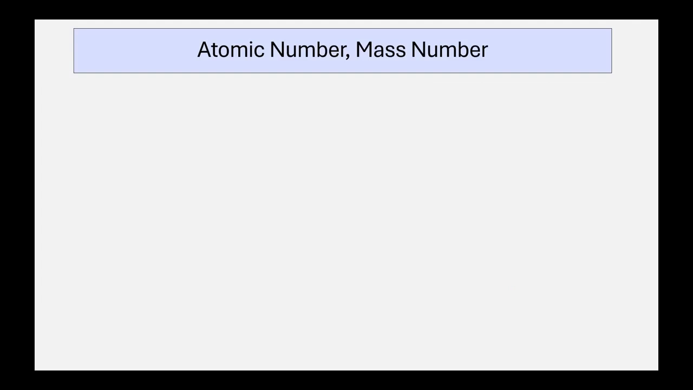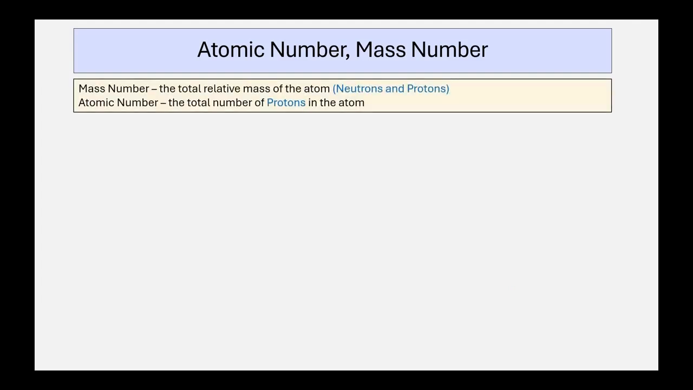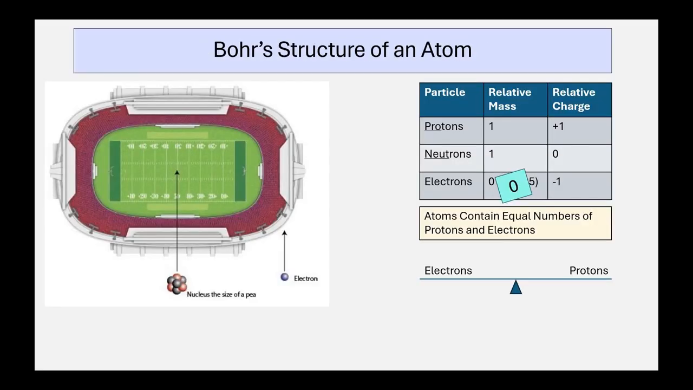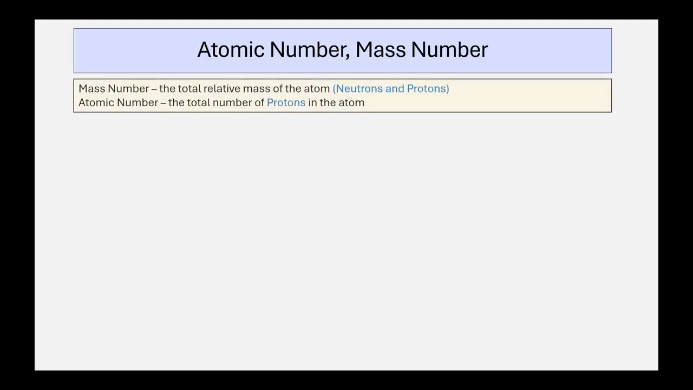Now let's look at atomic number, mass number. The mass number is the total mass of an atom. So if we go back here and have a look at our masses, protons and neutrons have a mass of 1 and electrons are 0. So if you just add the neutrons and protons together, you get your mass number, sometimes called atomic mass. But if you just look for the word mass, should be fine. Then atomic number is the total number of protons in an atom. So it's also sometimes called proton number.